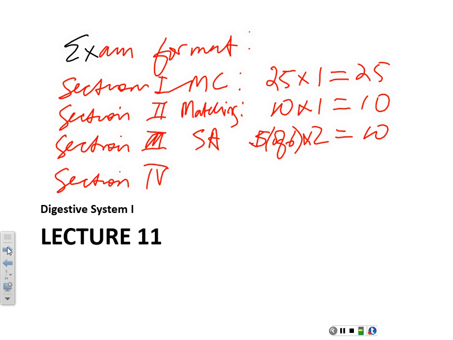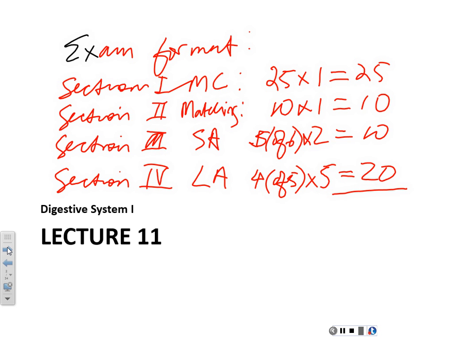Section 4 is going to be the usual long answer. It's going to be 4 or 5 times 5, which is 20, making 65 as usual. So that's the exam right now.